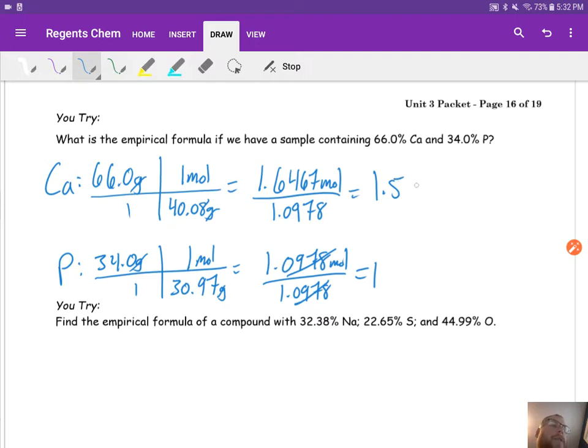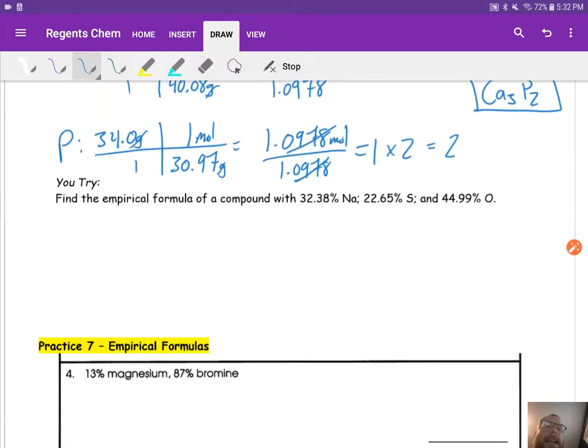So I have to do step 4, multiply to a whole number. So 0.5 we're going to multiply by 2. So I would get 3 for calcium. Don't forget to multiply all the elements by that same number to keep the same ratio. So in this case, we would get Ca3P2. All right, that would be our formula for this compound.